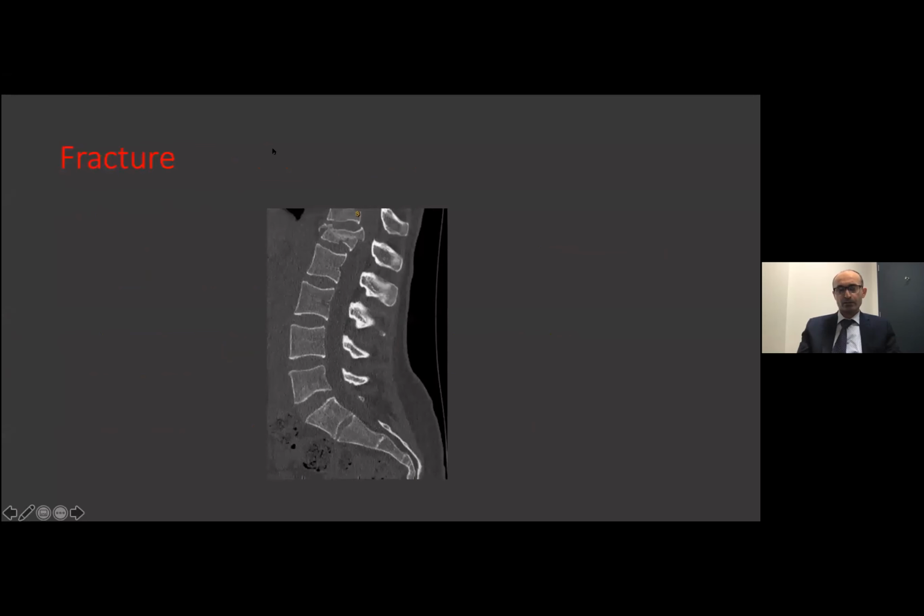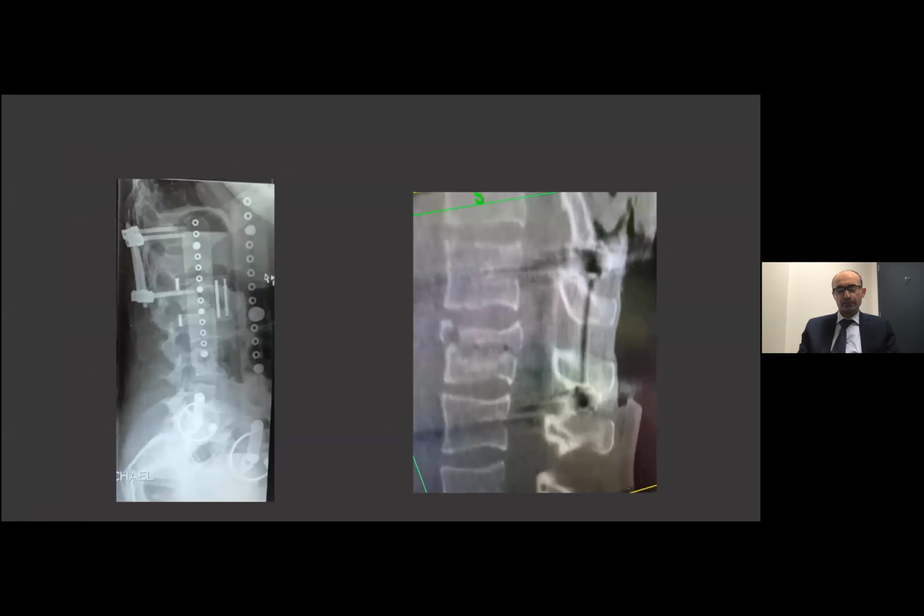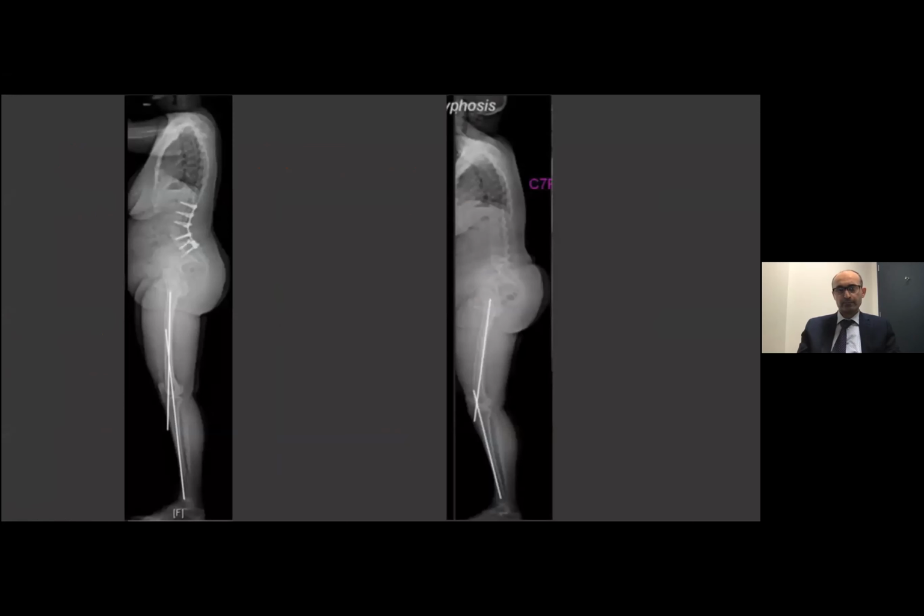I'll just go through some of the options we can do. For example, for fracture, we can fix them and put them in a brace. That lady with a flat back, you can do an osteotomy, fix and stabilize it, and change this from flat back to nice lordosis and kyphosis. So you get rid of the patient's knee flexion as a compensatory mechanism. That definitely helps with the back pain.